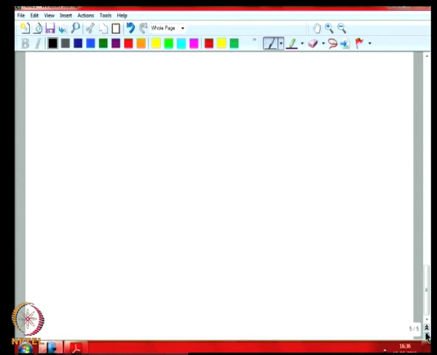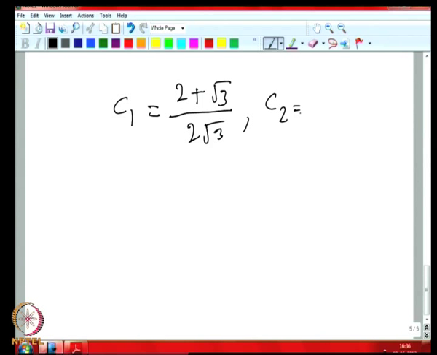C1 equal to, I am just copying, C1 equal to 2 plus root 3 by 2 root 3 and C2 equal to minus 2 plus root 3 by 2 root 3. These are the solutions we will get for this.